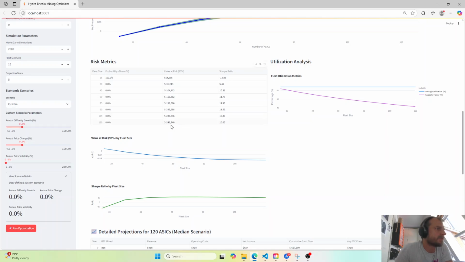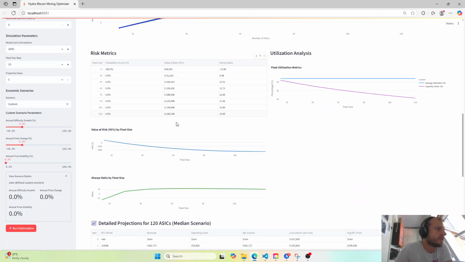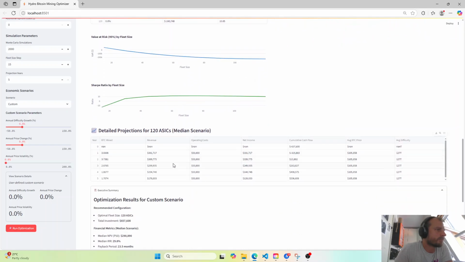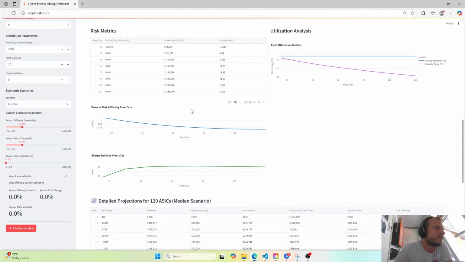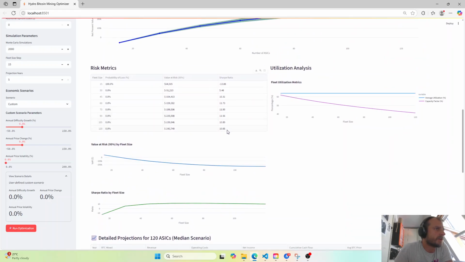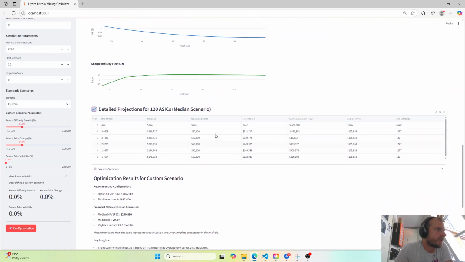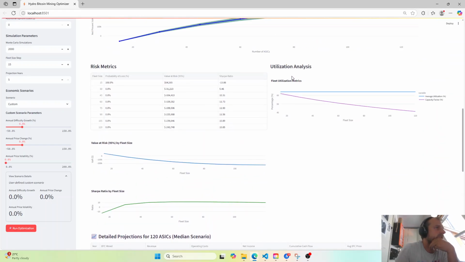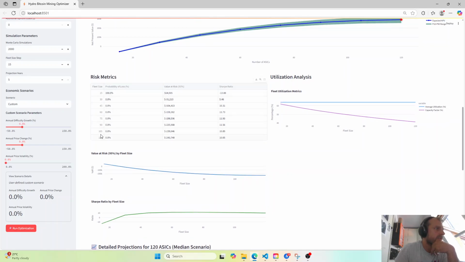Just to explain why it has selected 120, just because this is giving the highest NPV out of all other cohorts of the fleet sizes.